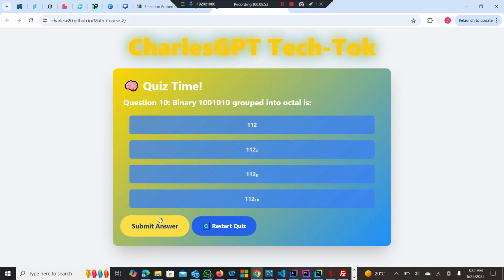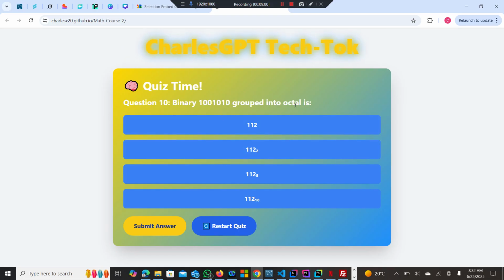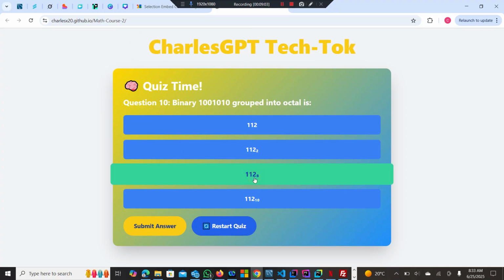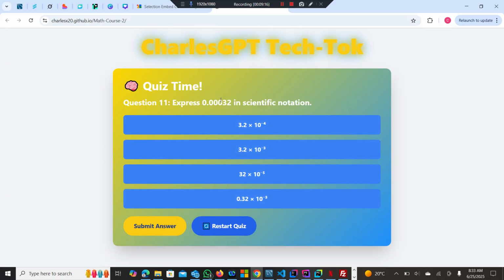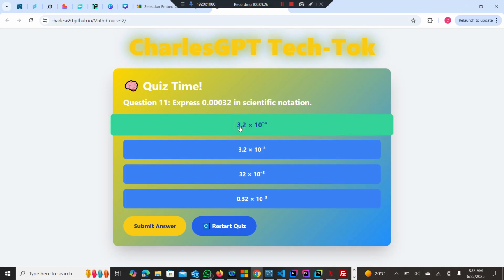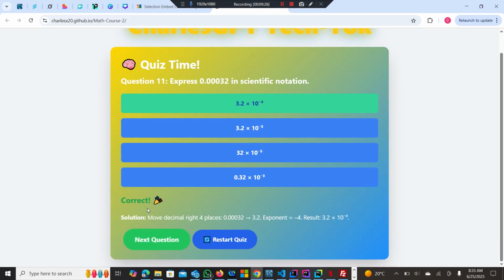Okay. So next one, we have binary 1001010 grouped into octal. Since we have seen that there is octal here, you know that octal is base 8. So the answer is this probably. So we submit this. You see, and it gives you the exact way of why it's the correct response, with the solution clearly. Okay. So express 0.0032 in scientific notation. So you count 1, 2, 3 points. So it's minus 3. So we submit answer. Correct.